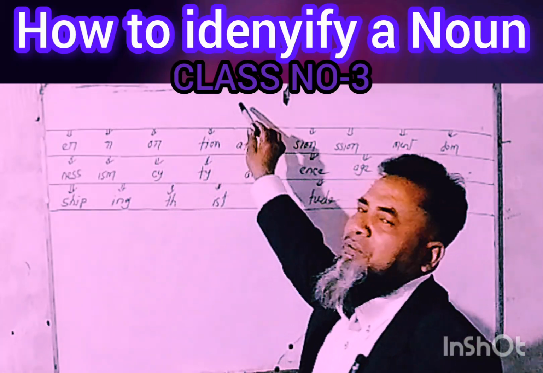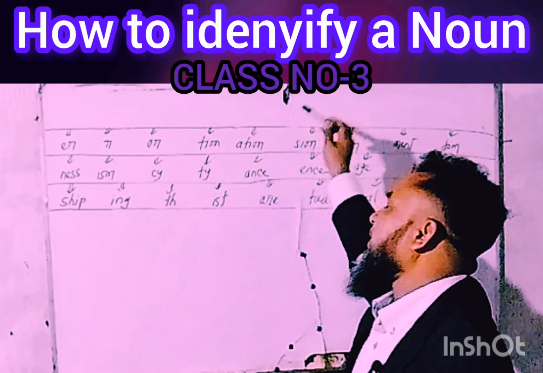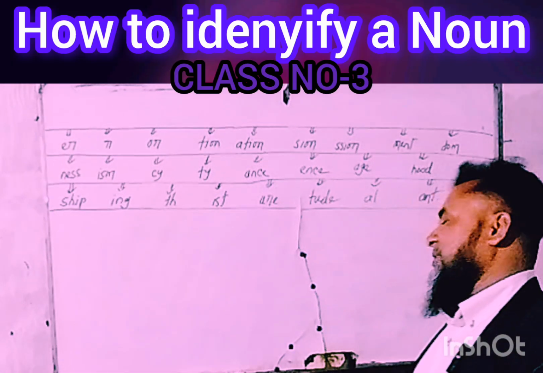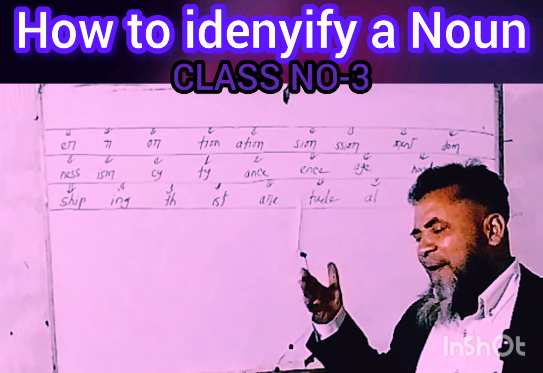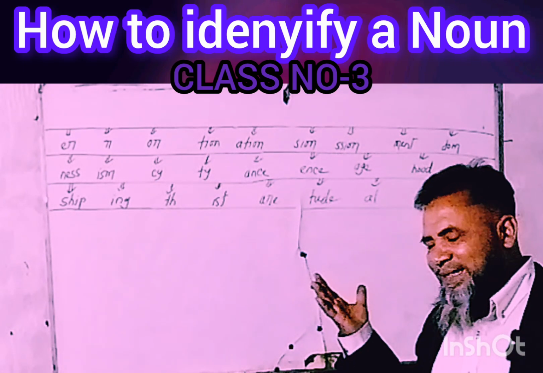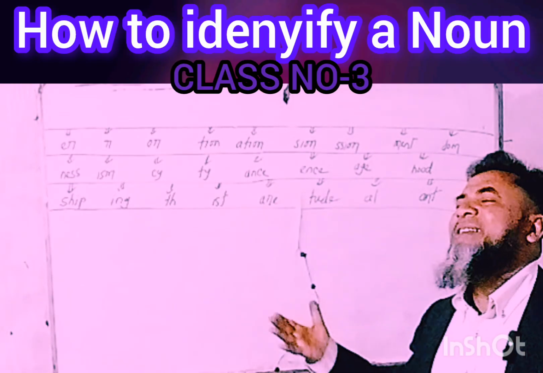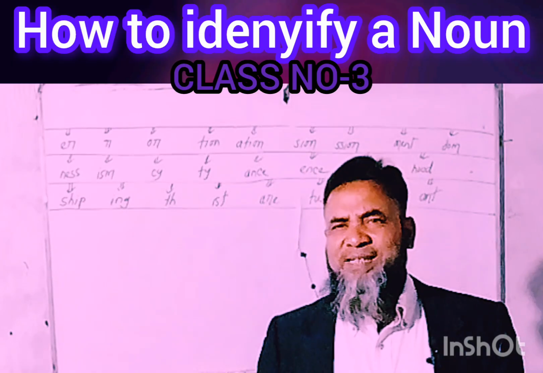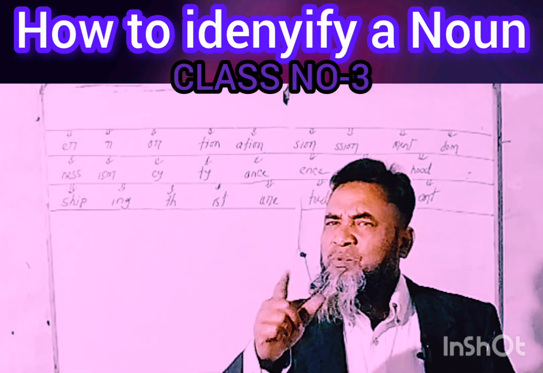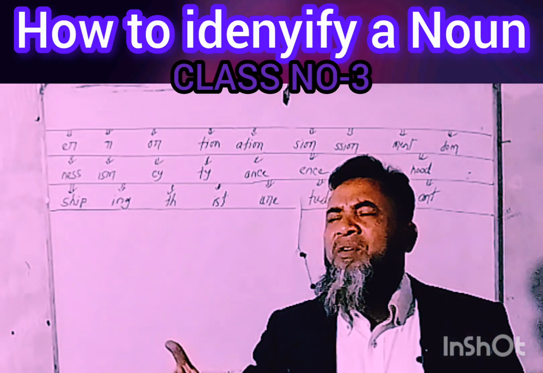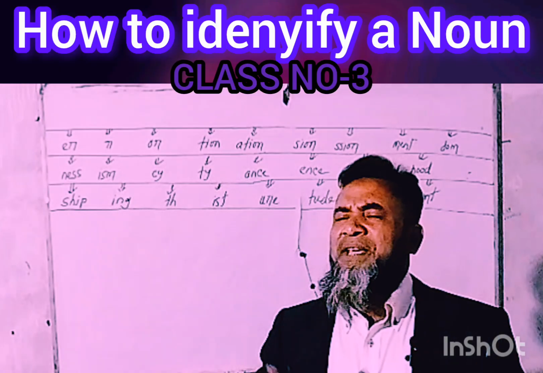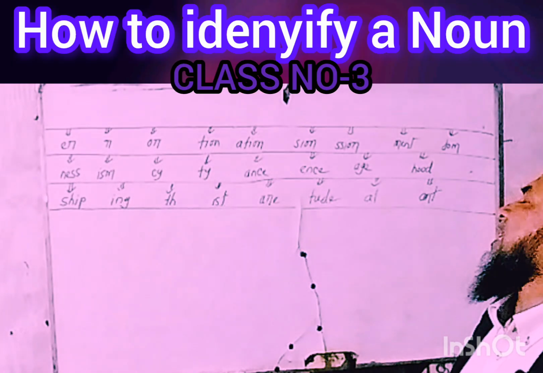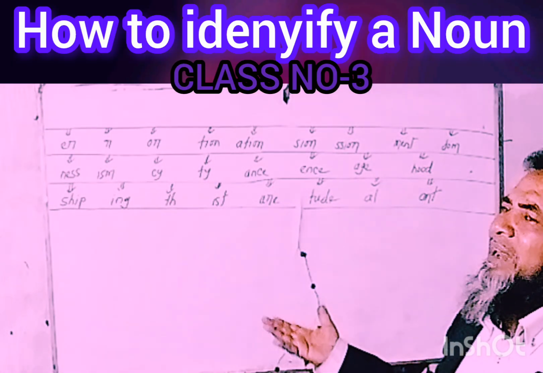Named how to identify a noun by seeing various kinds of suffixes. Now take a look at the board and try to understand. We can identify a noun by seeing various kinds of suffixes. Of course, you know that. So what is a suffix? A suffix is a word or a group of letters which is used after any keyword. You know all about suffix and prefix.